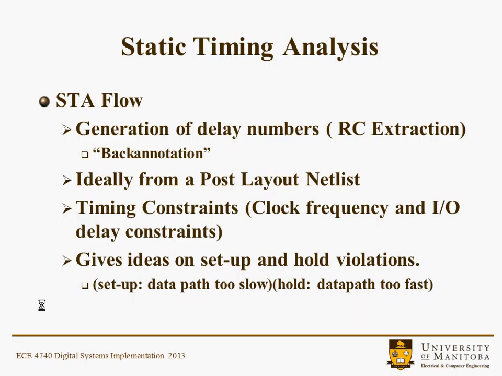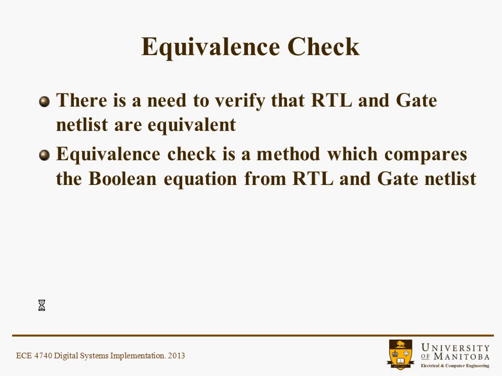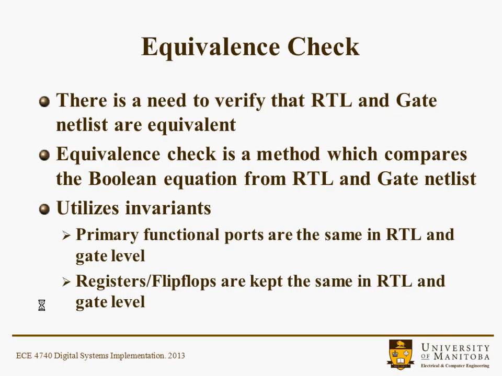Another part that you have to worry about is equivalence check, making sure that your RTL, that's your hardware description language effectively, and gate level netlists are equivalent. So it's the intermediate representation, and you want to make sure that they're the same. An equivalence check is a method which compares the Boolean equation from RTL and the gate netlist. It utilizes a number of invariants, like primary functional ports are the same in RTL and the gate level, registers and flip-flops are the same in RTL and the gate level. I don't have a lot of experience in equivalence checking, but certainly can appreciate it's an important part of the design process.